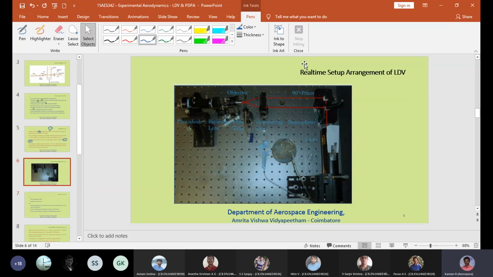This is your arrangement. This is the real-time arrangement of your LDV. I took it from the website.